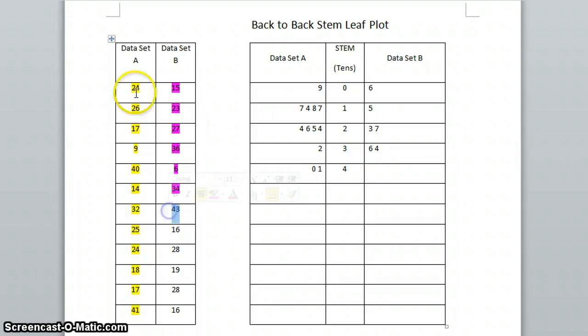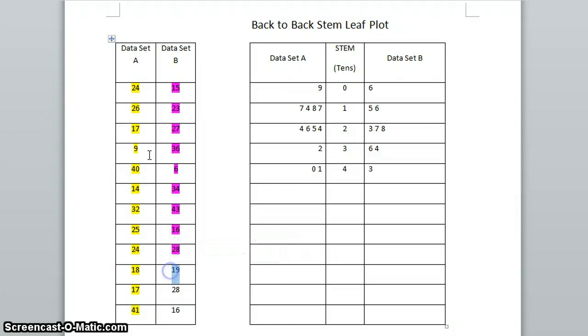This one's 43. Remember to put it on the right side, the correct side. I'm using data set B here, and so it's got to be on the data set B side. So I've now got 43. Let's keep going to the end. 16. Make sure you cross out each value of your data set when you put it into the stem leaf plot. Next one is 28. So there's the 20s, and leave a gap and write the ones.